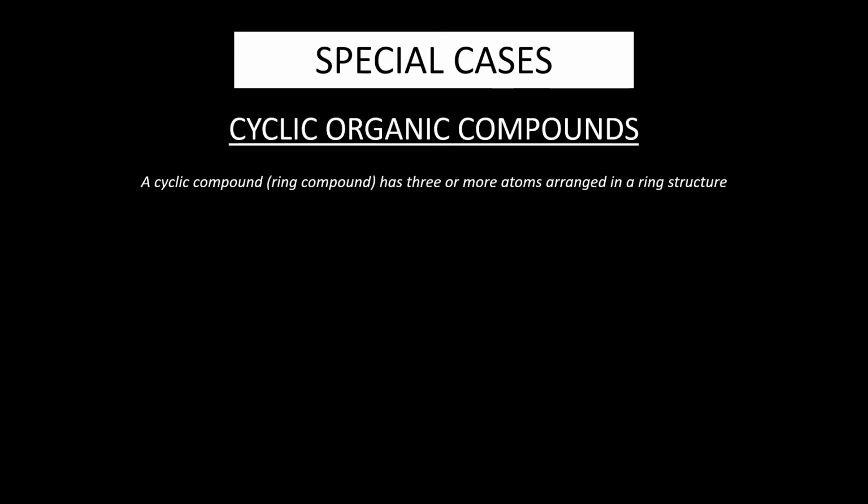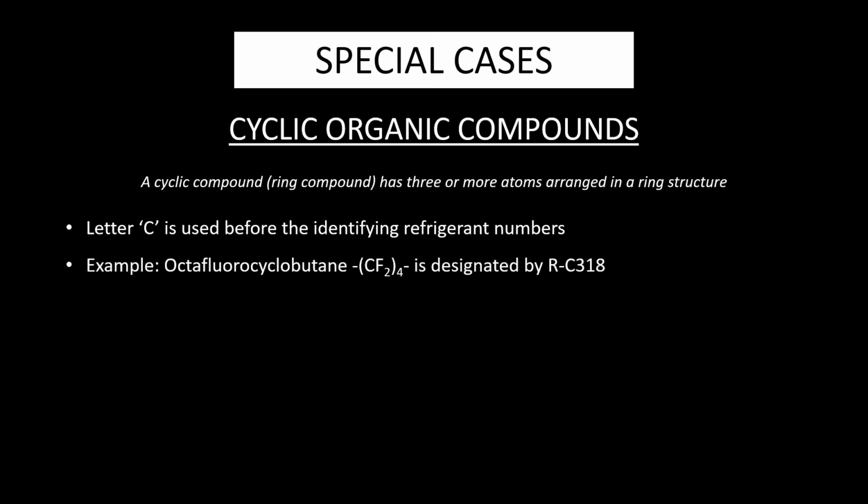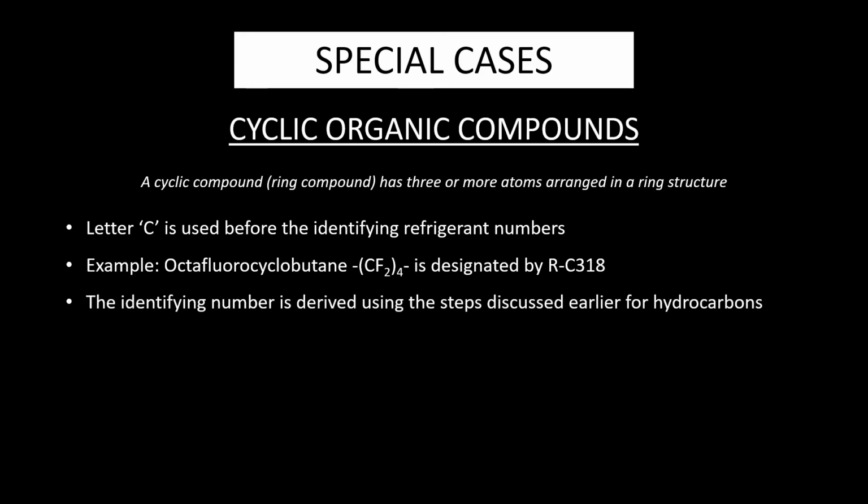Next, there are cyclic compounds, which have 3 or more atoms arranged in a ring structure. An additional letter C is added to the number as a prefix. Here is an example of octafluorocyclobutane, which is designated as RC318. The prefix C indicates the cyclic nature of the refrigerant. The identifying number is derived using the steps discussed earlier for hydrocarbons.